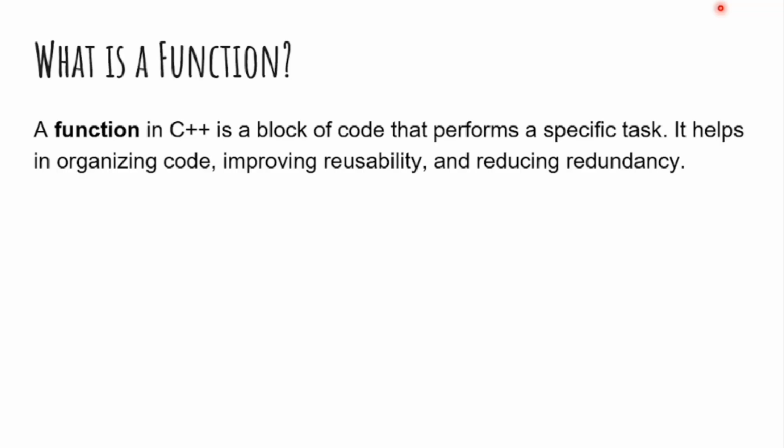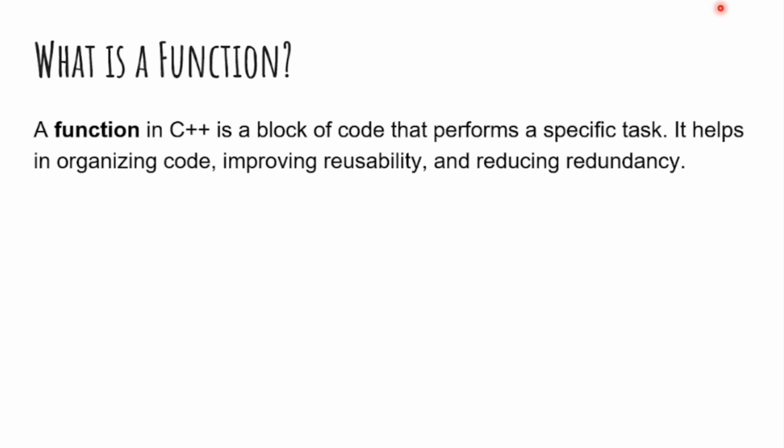I will read this definition and then I will explain it with a real life example. So a function in C++ is a block of code that performs a specific task. It helps in organizing the code, improving reusability, and reducing redundancy. I will give you a real life example, and from that example, you will understand what a function is and what concepts are involved in it.